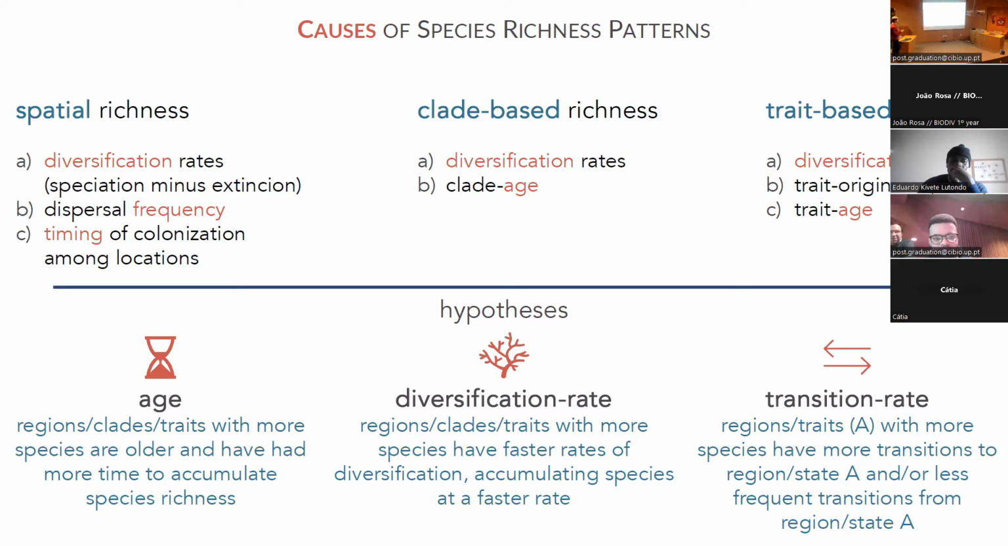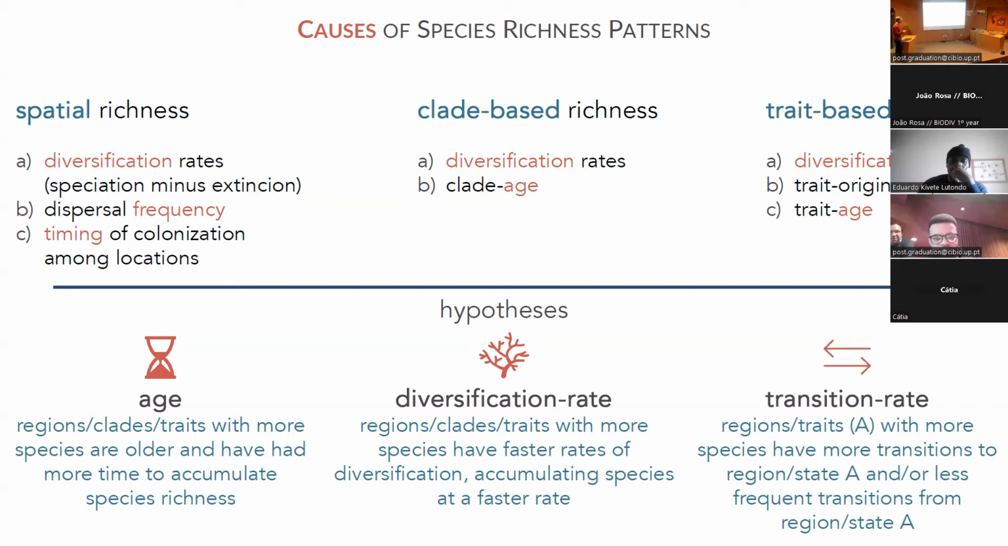The diversification rate hypothesis predicts that regions, clades, or traits with more species have faster rates of diversification, accumulating species at a faster rate. And then the trait transition rate hypothesis predicts that regions or traits, in this case A, with more species will have more transitions to this region or a certain state, and/or less frequent transitions from that region or state.